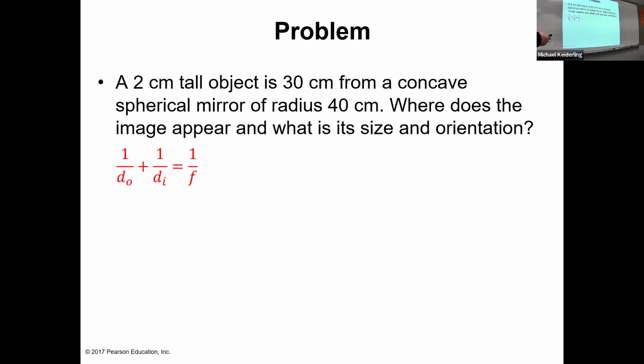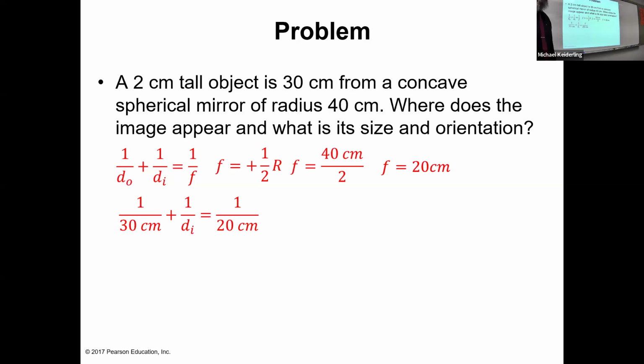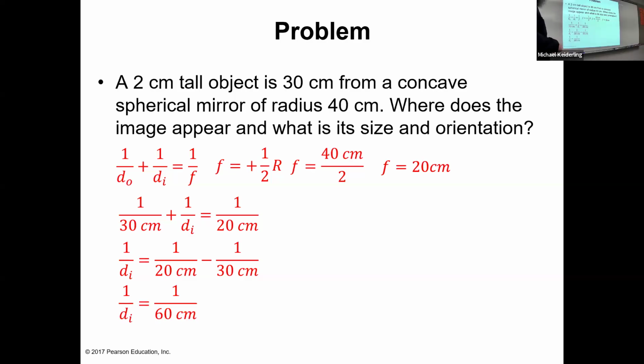We know the distance to the object, it's 30 centimeters. We need to know the focal length. The focal length is half the radius, and it's positive because this is a concave mirror. So the focal length is half of 40 centimeters. It is 20 centimeters. So 1 over 30 centimeters plus 1 over di equals 1 over 20 centimeters. So 1 over di equals 1 over 20 centimeters minus 1 over 30 centimeters. That is 1 over 60 centimeters. Di equals 60 centimeters.